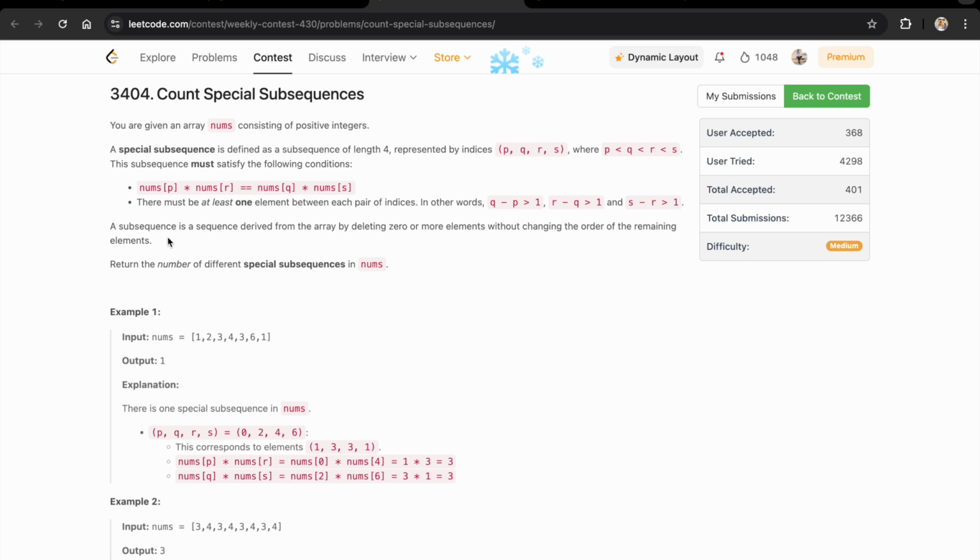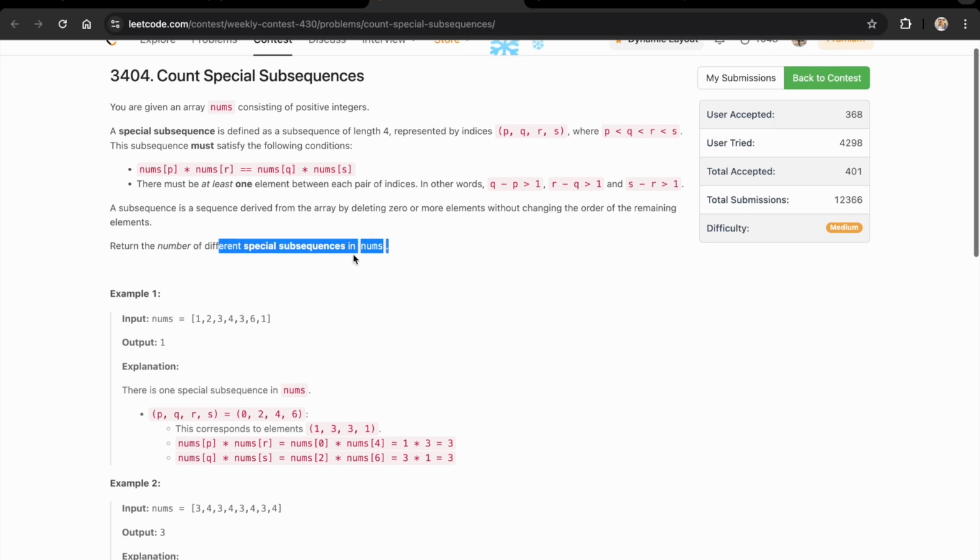A subsequence is a sequence derived from the array by deleting 0 or more elements without changing the order of the remaining elements. So we can take any kind of elements, like 1 3 3 1, that is also a subsequence. And we have to return the number of different special subsequences in nums. Now if you look clearly, we are given nums of p times nums of r equals nums of q times nums of s.